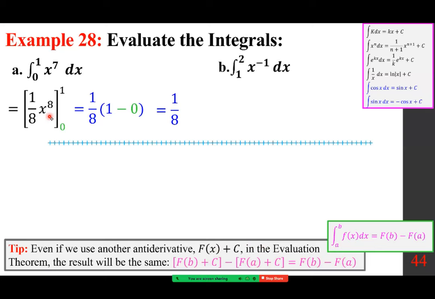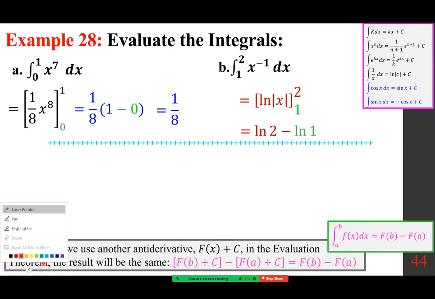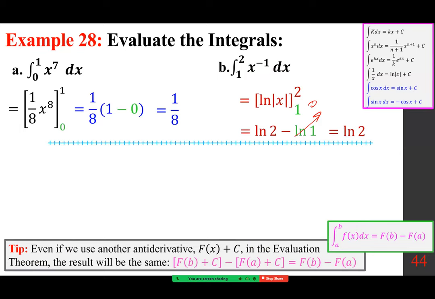The integral from 1 to 2 of x to the power of minus 1 dx. First and foremost, I want you to notice this is the same as 1 over x. Therefore, it's a natural log. So it's ln 2 minus ln 1. And as you know, ln 1 is 0. And ln 2 is the answer, which is an exact answer. In calculus, we keep the exact answers, everybody.